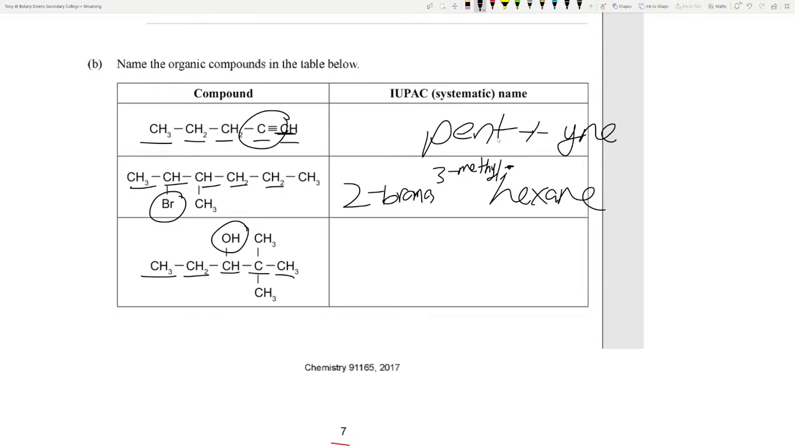If you look at this one, this is hydroxy. 1, 2, 3, 4, 5. So this is pentene, versus, where's the ol? 3 on the third carbon, 1, 2, 3. And then, oh, sorry, I shouldn't have counted this way.